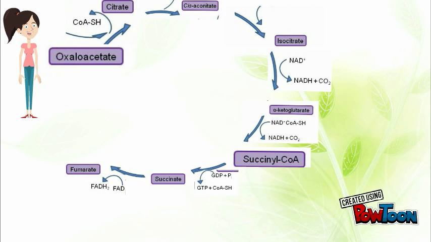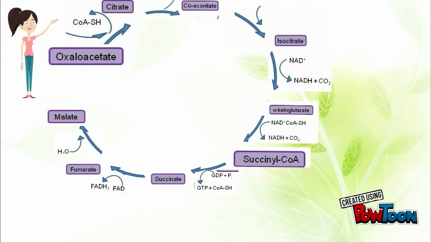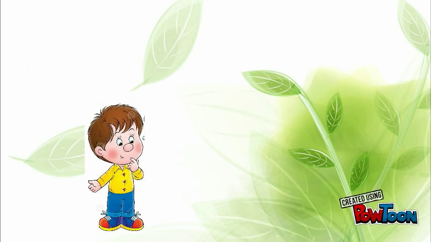Step 7. In step 7, water is added to the 4-carbon molecule fumarate, converting it into another 4-carbon molecule called malate. Step 8. In the last step of the citric acid cycle, oxaloacetate, the starting 4-carbon compound, is regenerated by oxidation of malate. Another molecule of NAD+ is reduced to NADH in the process.